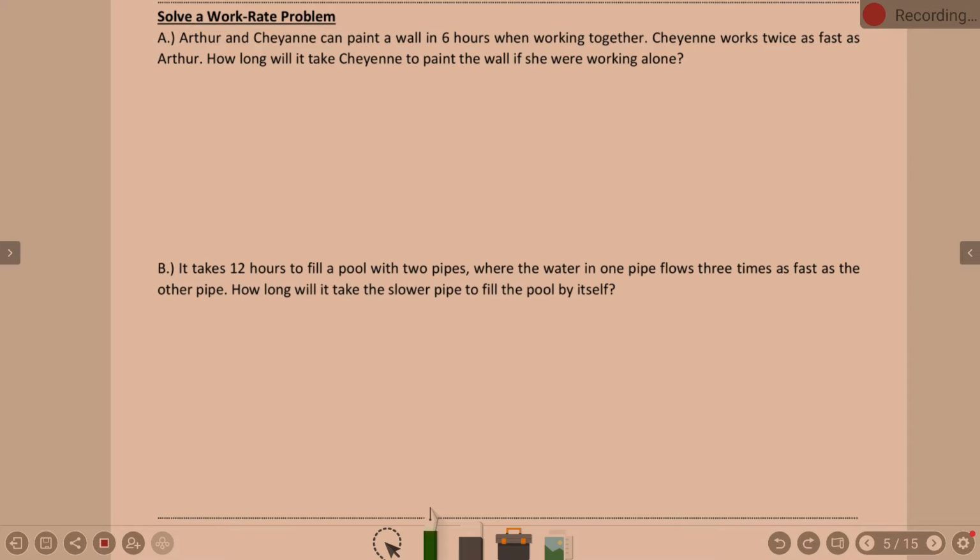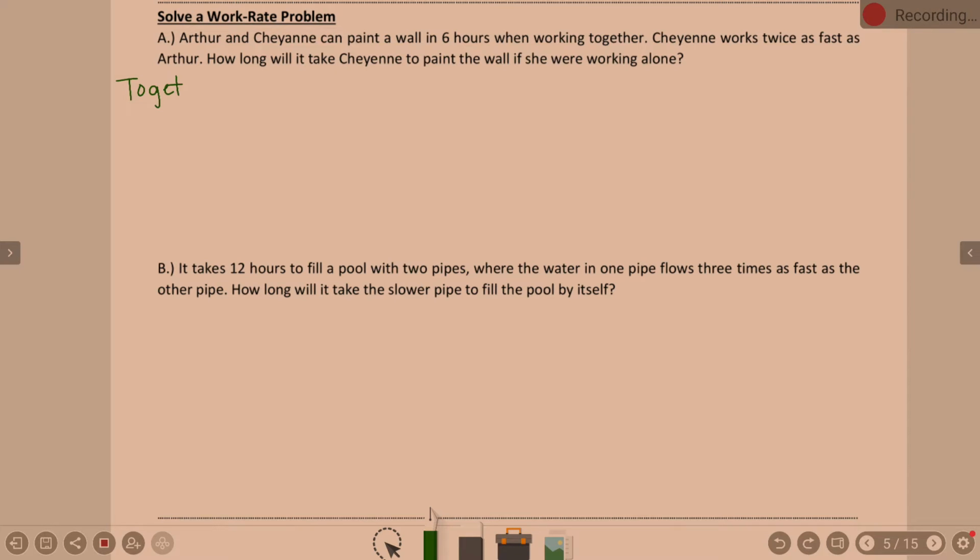So let's look at the first one. Arthur and Cheyenne can paint a wall in 6 hours when working together. Cheyenne works twice as fast as Arthur. How long will it take Cheyenne to paint the wall if she were working alone? Okay. So these are called solving work rate problems. And what we've got to do is figure out each person's work rate, okay, and the together one. So let's go for the together option first.